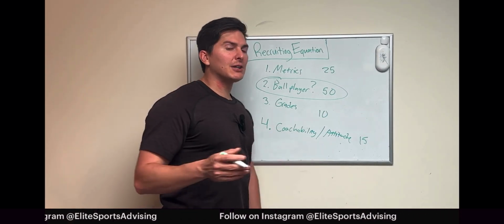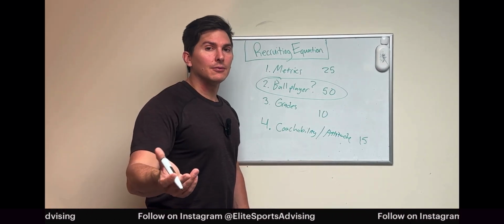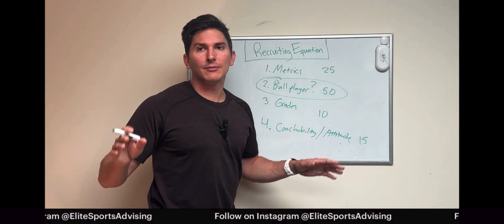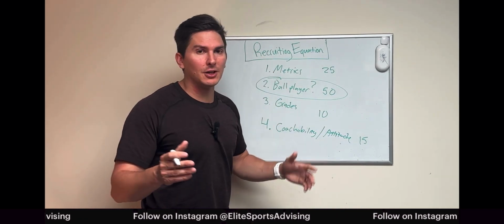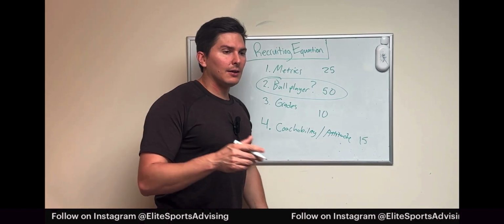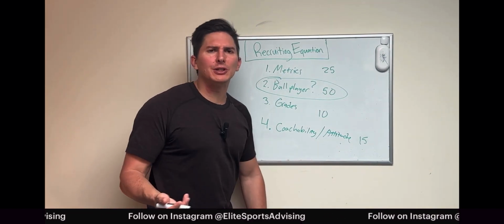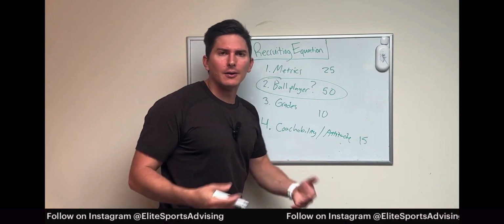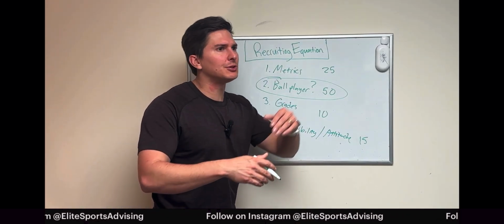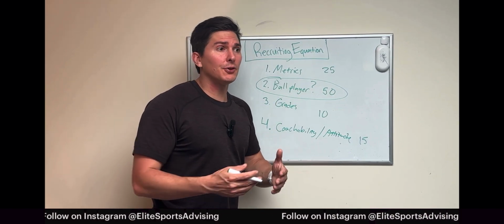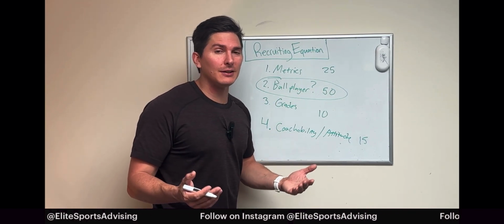But if you have great metrics, again, if you throw 95, people are going to be recruiting you. They're going to call you. They're going to be looking for you. They're going to be trying to figure out how to get you on campus. But if you throw like 80% balls, meaning you have no feel for pitching, which goes into this ball player category, you got feel for pitching, you got feel for the game, they're not going to want you if you're walking the house every time you get in the game.